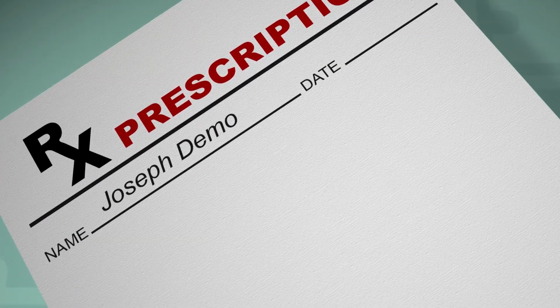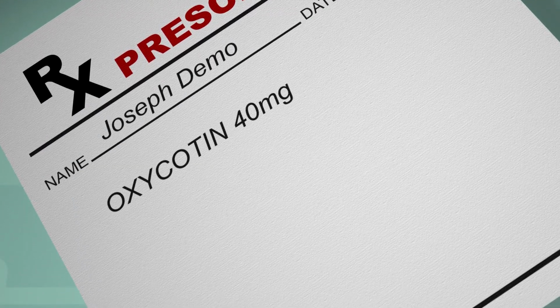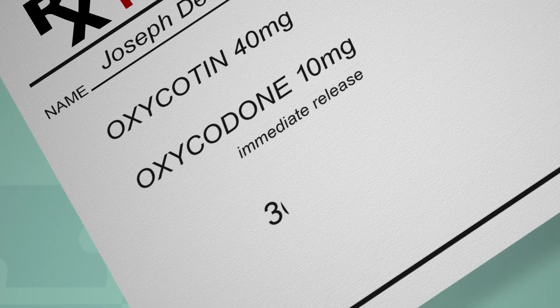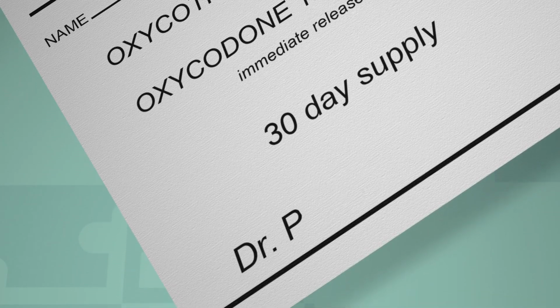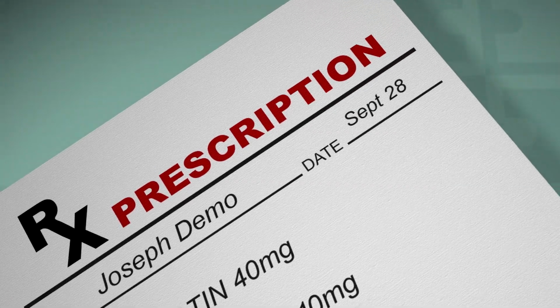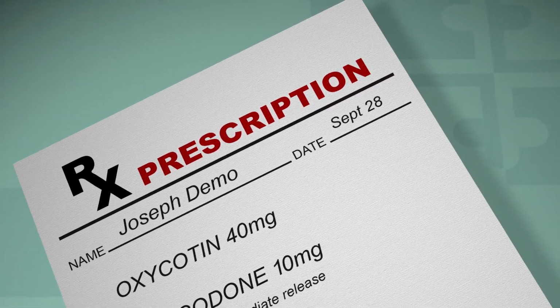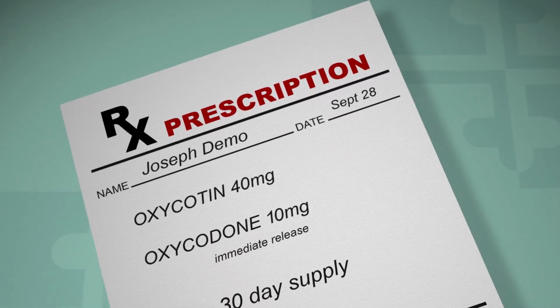He comes into my pharmacy with a prescription for OxyContin 40 and oxycodone 10 immediate release for a 30-day supply, written by Dr. Paynes on September 28th. This is a good amount of pain medication, and I determined that I want to check the PDMP before filling the prescription.